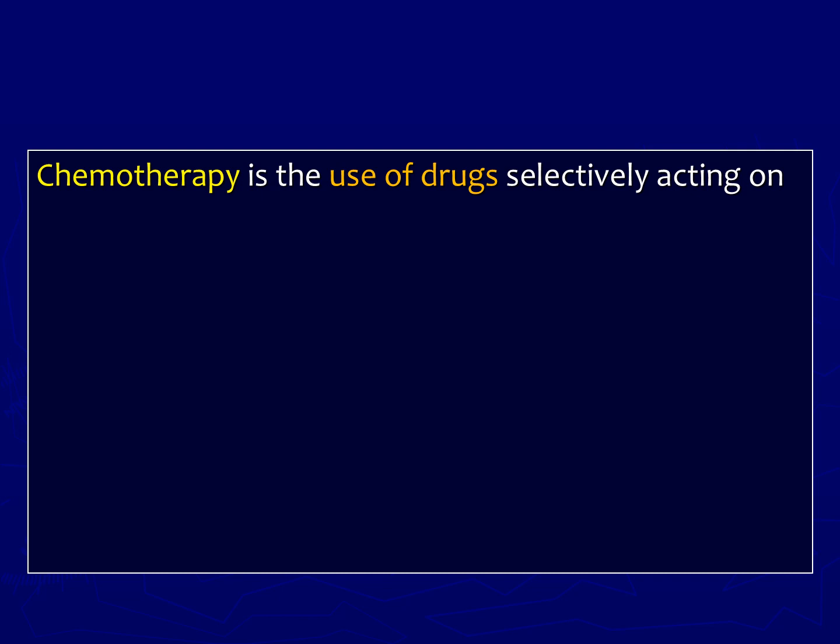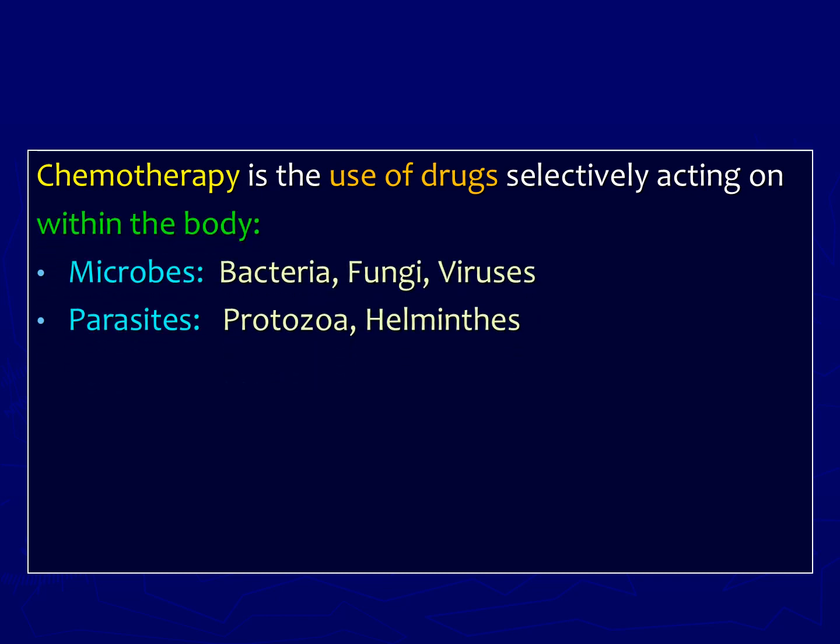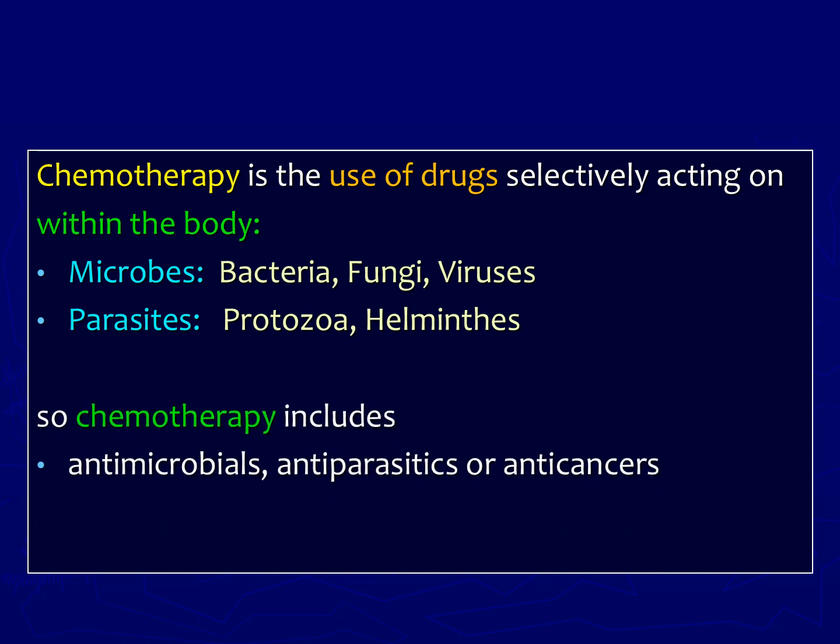Now, chemotherapy. Basically, it's the use of drugs selectively acting on microbes and parasites present within the body. Microbes may be bacteria, fungi or viruses. Similarly, parasites may be protozoa or helminths. So, chemotherapy includes all antimicrobials, antiparasitics, or anti-cancers.